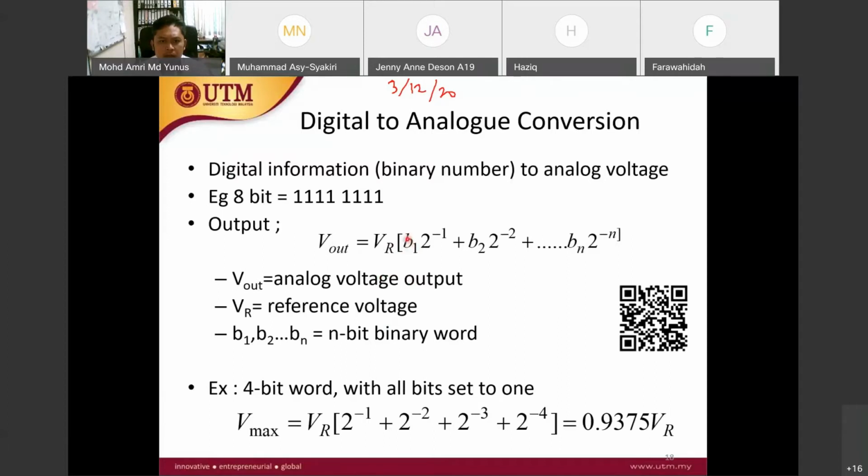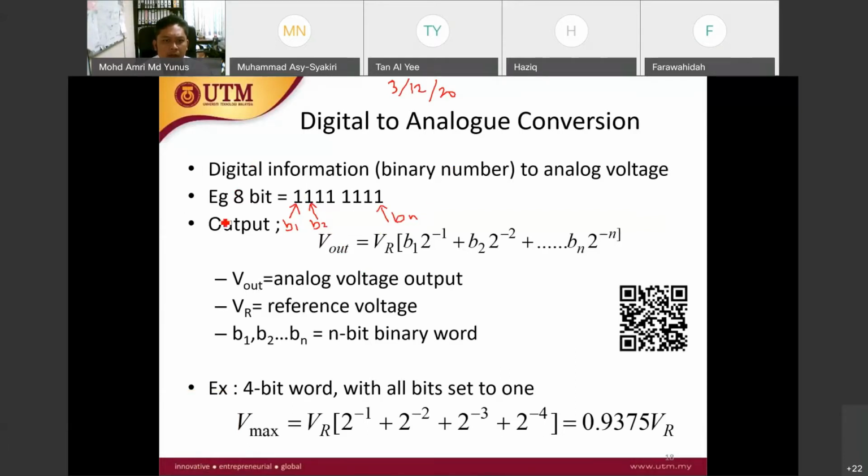B1 is the bit value in the digital information, or digital signal, and from left to right in numbering position, not according to the least significant bit. Meaning that B1 is the bit value at the first position, okay. This is the bit value at the second position, and so on, and this is the end.